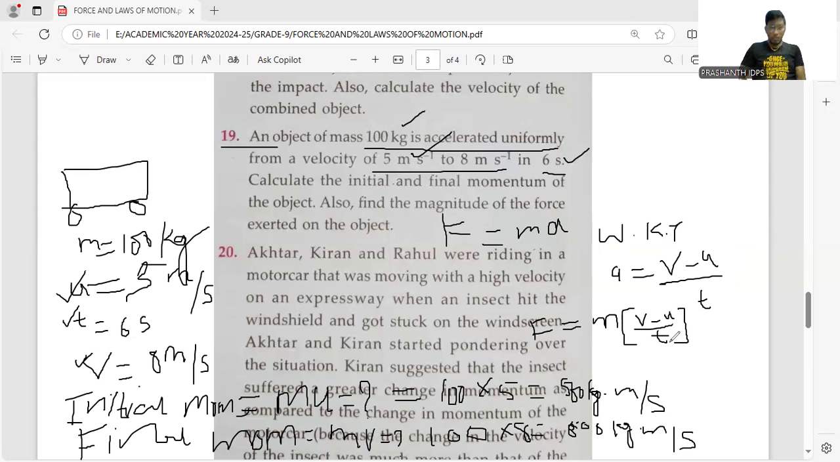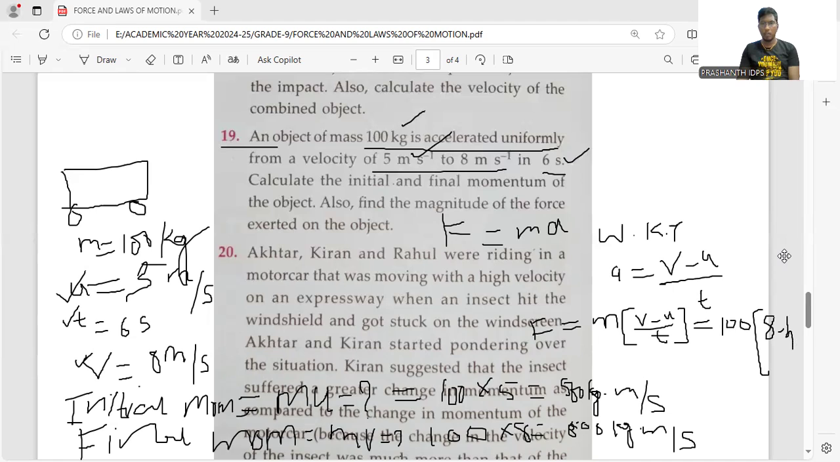Numeric questions may look a little big, and even if you feel the answer is big, it is very simple, very easy. You just need to understand it. That's all. Mass value is 100 kg. What is the v value? Final velocity is 8, minus initial velocity 5.